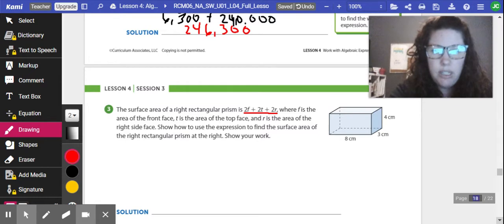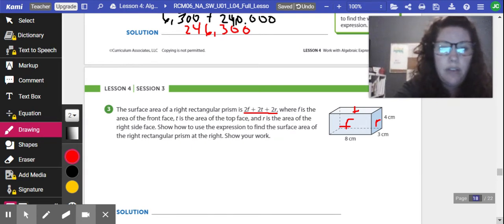So f is the area of the front face, so this is f. t is the top face, so that would be up here. And then r is the right face, so that would be right here. Okay, so first what we have to do is find the area of these different sections before we can plug them into our expression here. So we're first going to do the front face. So that would be letter f.